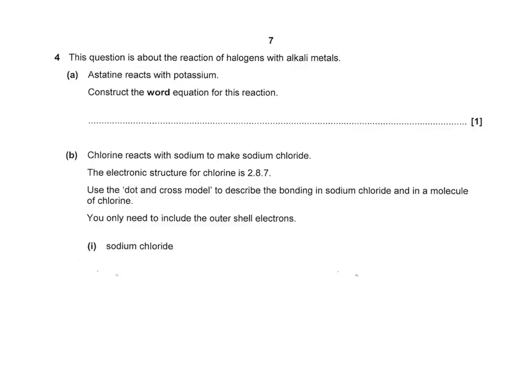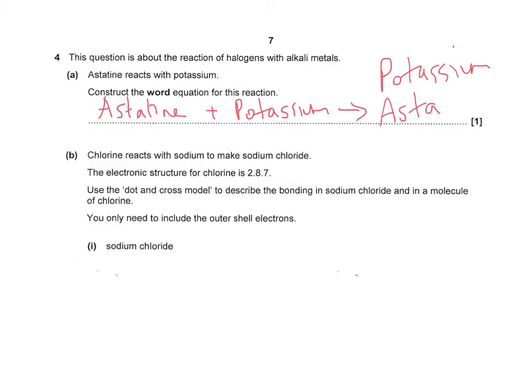The next question is about the reaction of halogens with alkali metals. Astatine reacts with potassium. Construct the word equation for this reaction. So you've got astatine reacting with potassium. Remember, if it reacted with chlorine or iodine, then it would be potassium iodide or potassium chloride. So this creates potassium astatide. Got to change that last bit of the name.